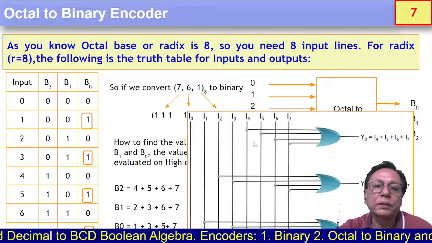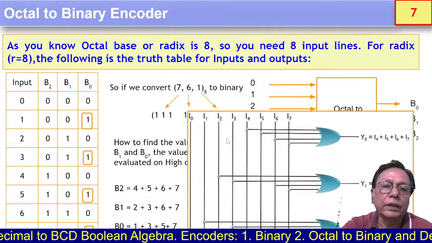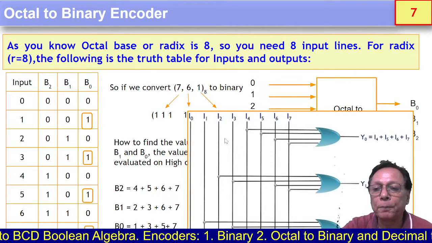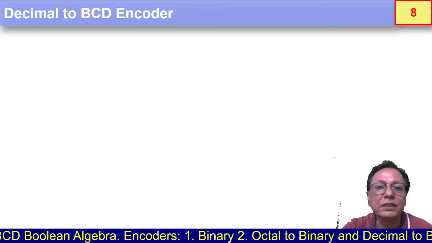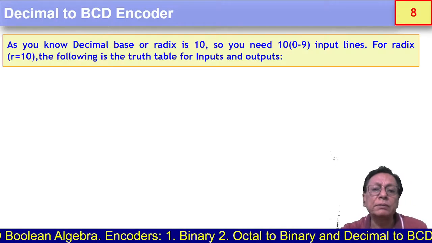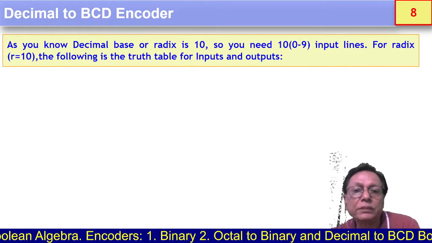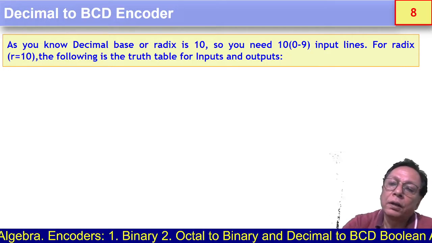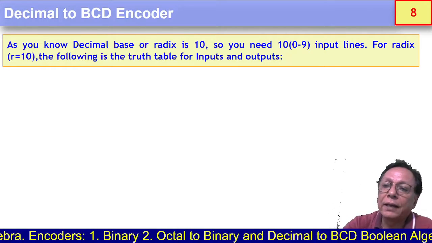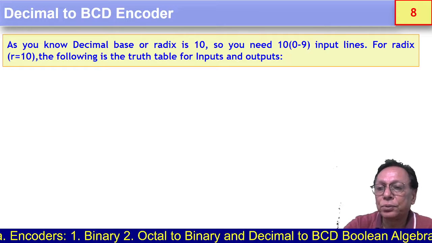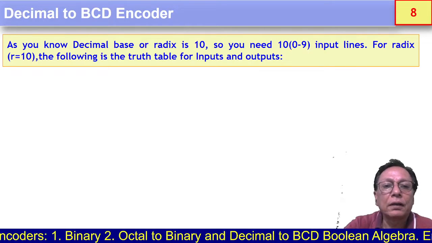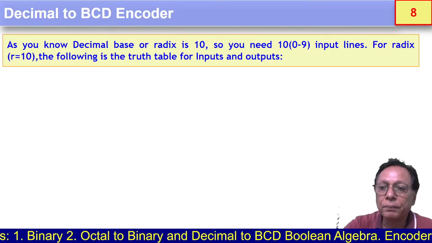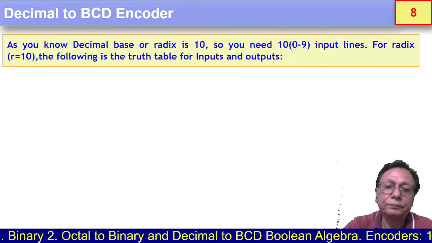Now we are going to discuss the decimal to BCD encoder, decimal to binary encoder. And you know what decimal means? Decimal means 10. So as you know, the decimal base or radix is 10. So you need 10 as base, and input lines are 0 to 9. And for radix r equal to 10, the following truth table is considered.